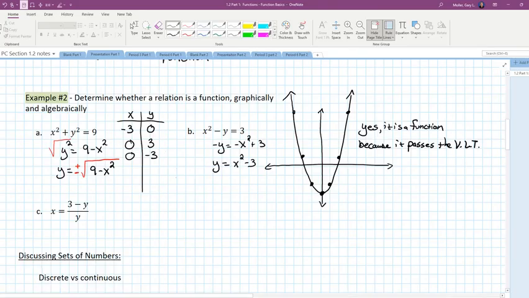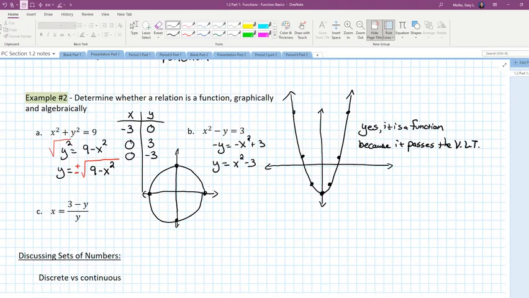Graphically speaking, this is a circle. Excuse the crappy graph. Centered at 0, 0 with a radius of 3. 1, 2, 3. And so we can clearly see that it fails the vertical line test. So even if you weren't 100% sure what it looks like and you just started plugging numbers in, as soon as you plugged in something that returned 2 answers, then we have our answer.